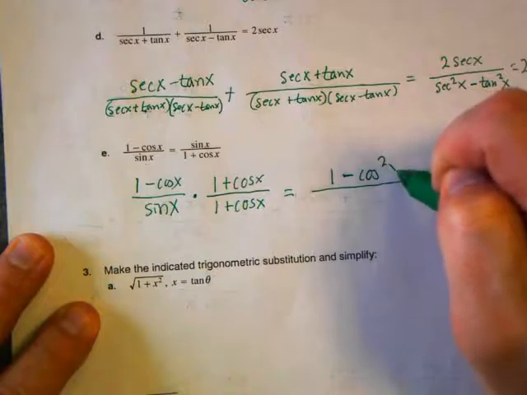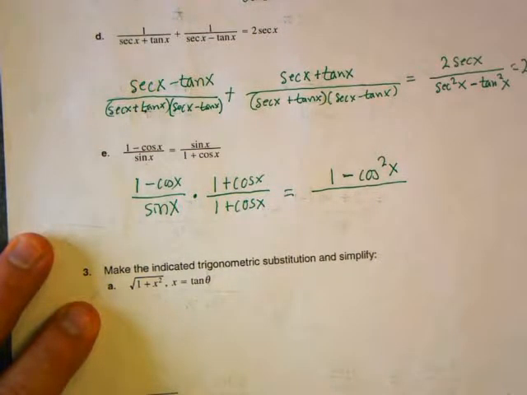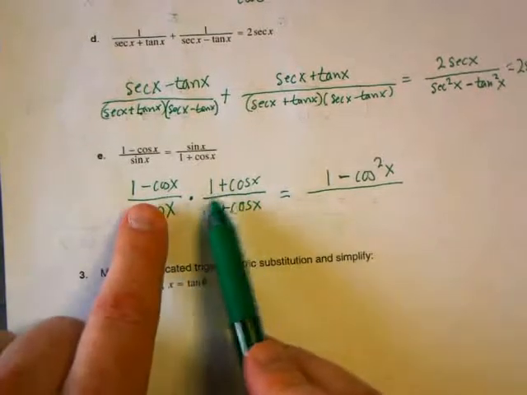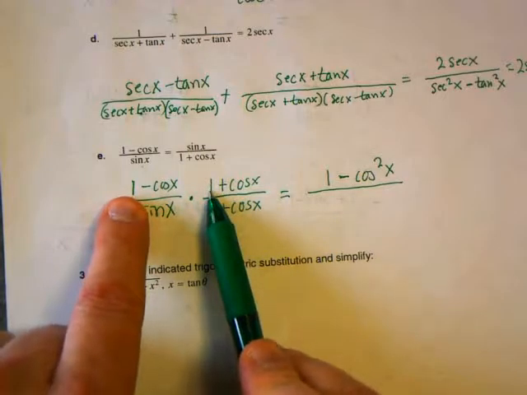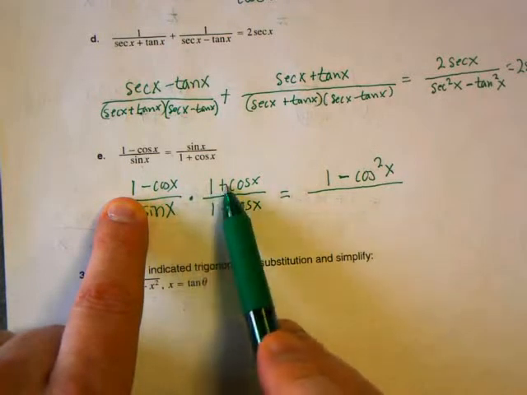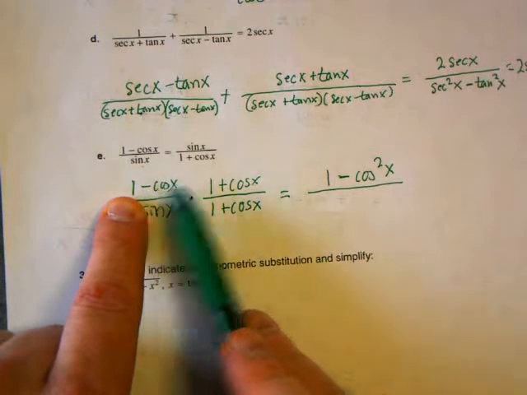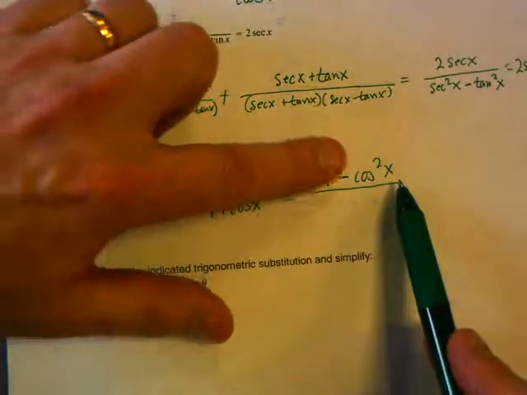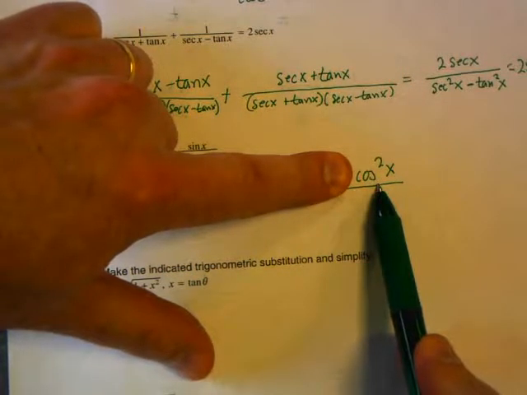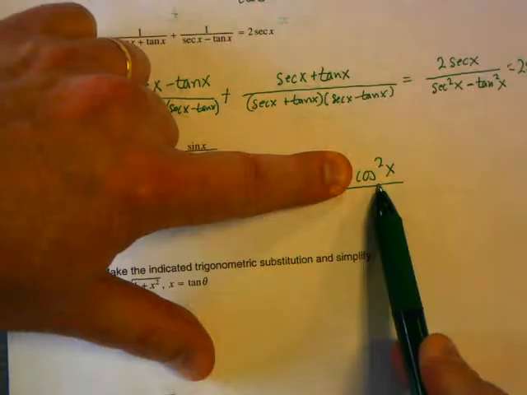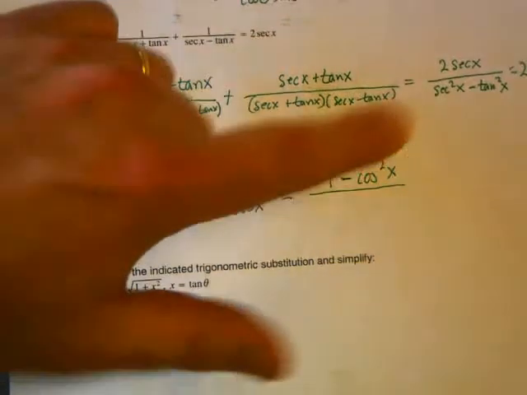1 minus cosine squared x. Why is that important? What do I see now? I multiplied the tops out. 1 times 1 is 1. Because they're conjugates, the middle two terms go away. What I see now is a cosine squared. What do I think of when I see a cosine squared? I think of the Pythagorean identity.